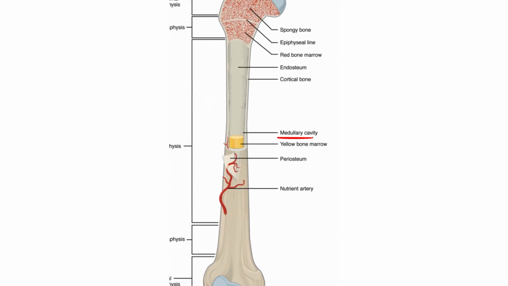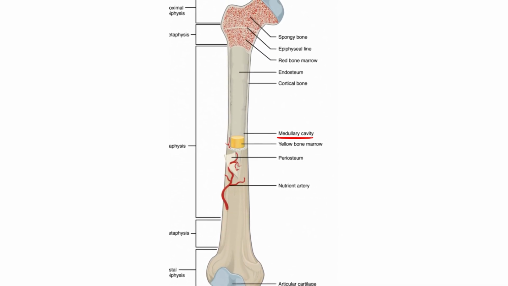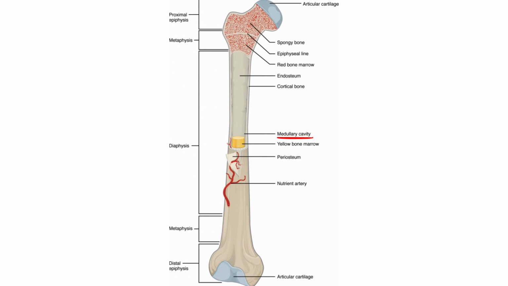Inside the bones, there is a cavity called the medullary cavity, which contains bone marrow. Bone marrow is responsible for producing red blood cells, white blood cells, and platelets. There are two types of bone marrow: red marrow, which is involved in blood cell production, and yellow marrow, which is mainly composed of fat.